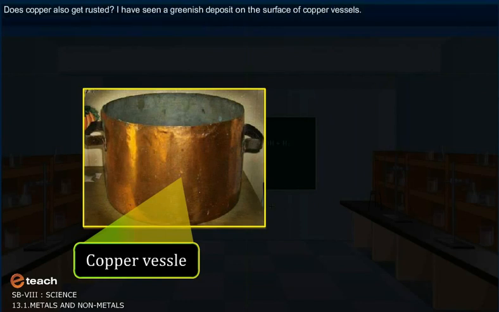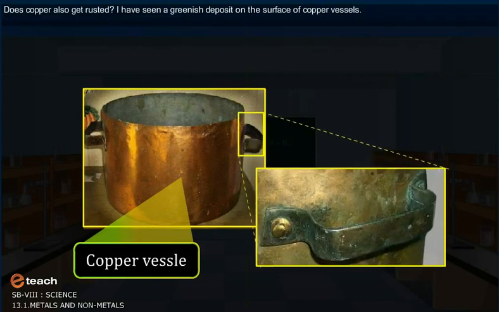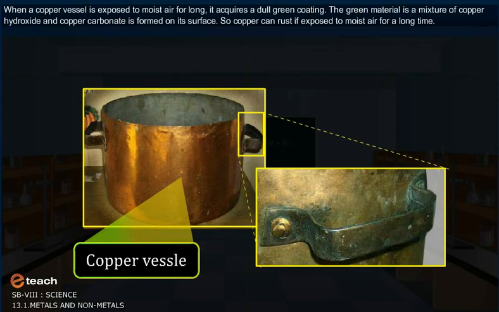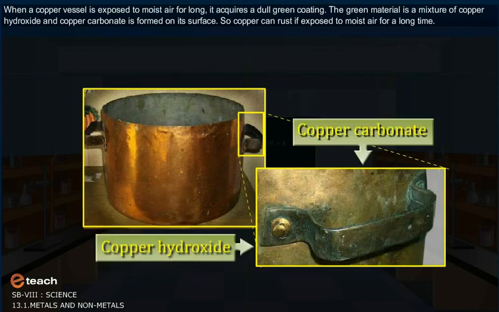Does copper also get rusted? I have seen a greenish deposit on the surface of copper vessels. When a copper vessel is exposed to moist air for long, it acquires a dull green coating. The green material, a mixture of copper hydroxide and copper carbonate, is formed on its surface. So copper can rust if exposed to moist air for a long time.